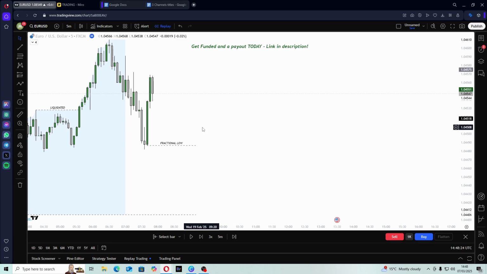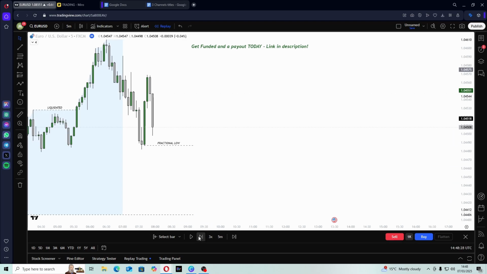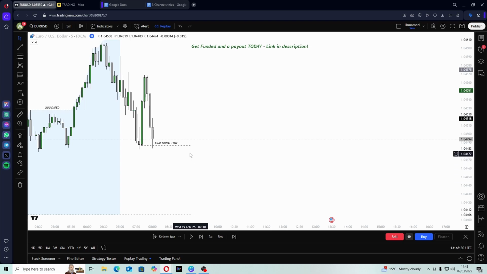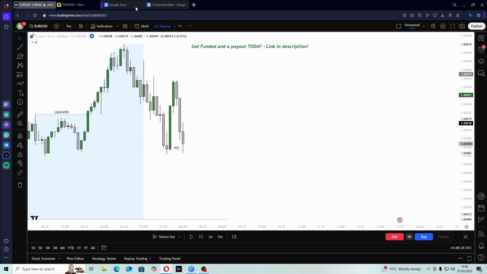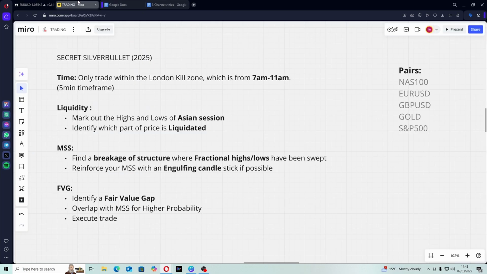Once this fractional low gets taken out, then we would have gotten the market structure shift, right? So I'm going to keep playing price forward. And you can see right there it has completely swept this fractional low. So this will be our market structure shift from now. And once we've got this market structure shift, what we need to do from now on is very easy.